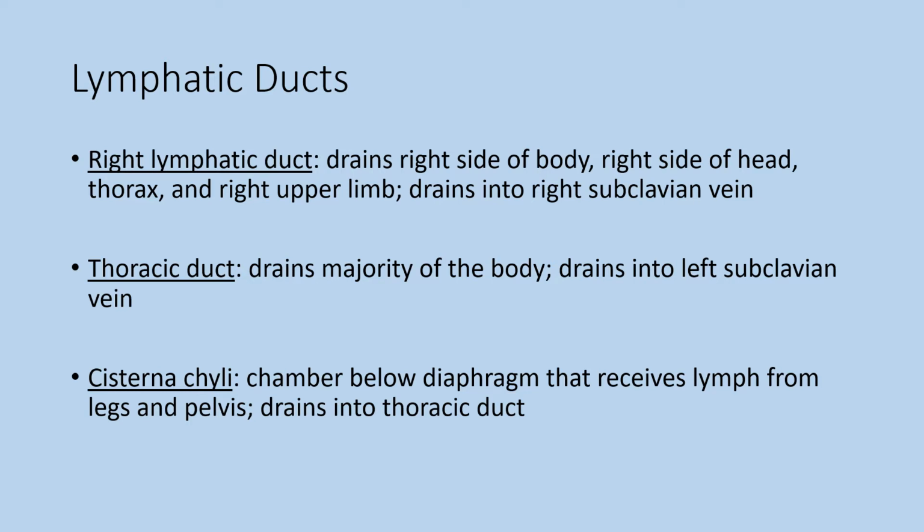In terms of the lymphatic ducts, you've got 2. You have the right lymphatic duct, which drains the right side of the body in terms of the right side of the head, the thorax, and the upper limb. The right lymphatic duct drains into the right subclavian vein. And then the thoracic duct drains the majority of the body, and it will drain into the left subclavian vein. The cisterna chyli is a chamber. It's below the diaphragm. It receives lymph from the legs and the pelvis, and it's going to drain into the thoracic duct.